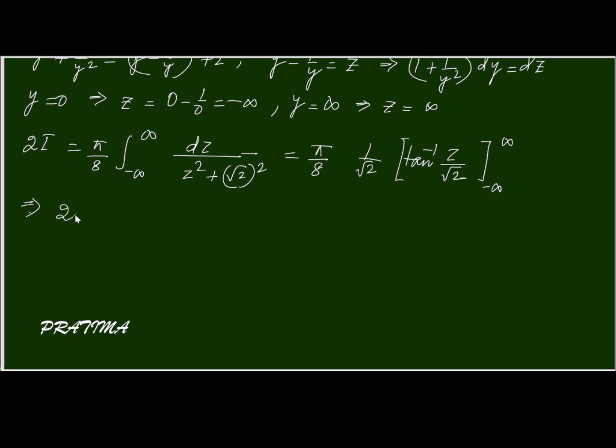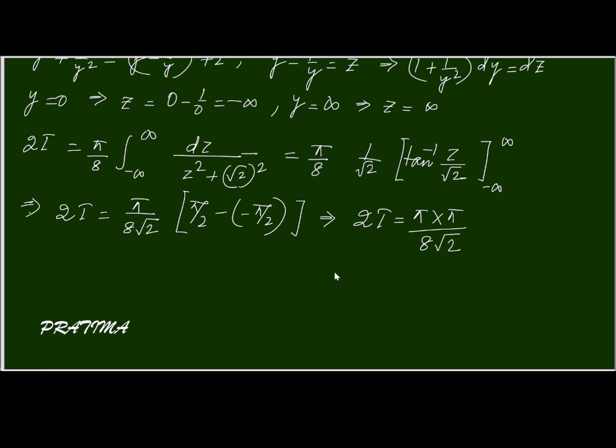So twice I equals pi over 8 into 1 by root 2 tan inverse, from negative infinity, which equals pi by 2 minus minus pi by 2, that is pi. Twice I equals pi into pi over 8 root 2, equals pi square over 16 root 2. So this is the answer.